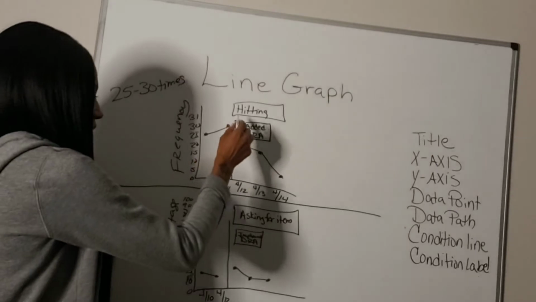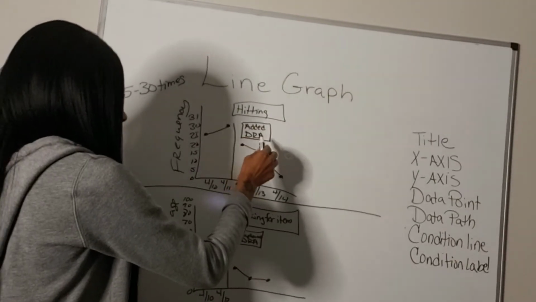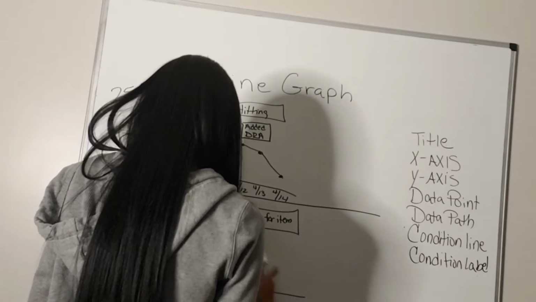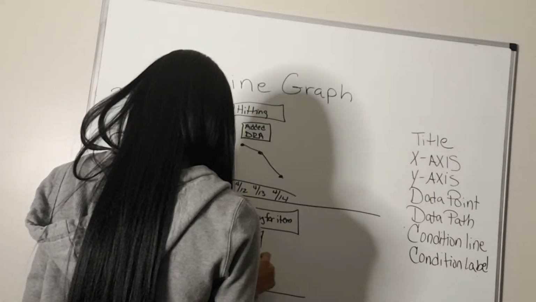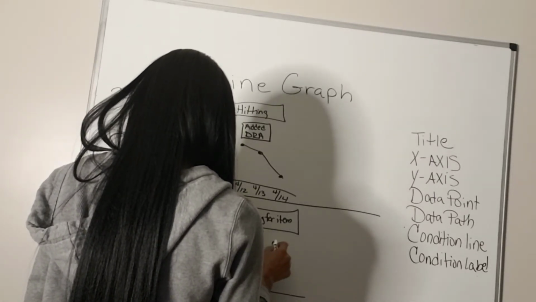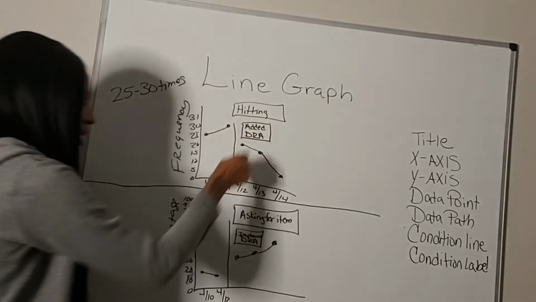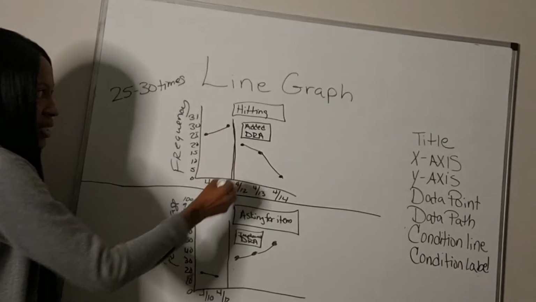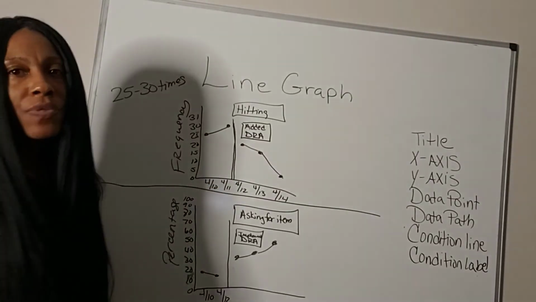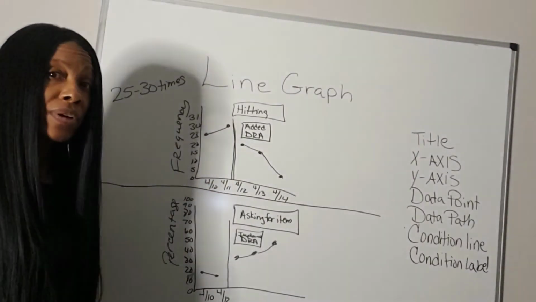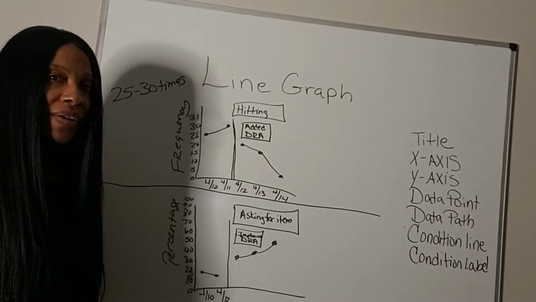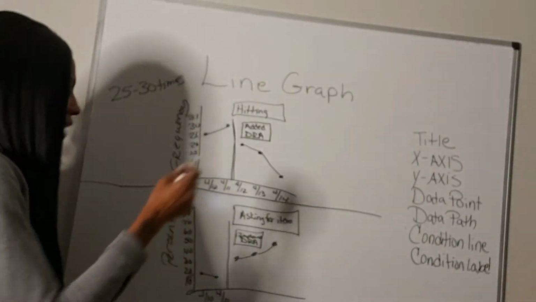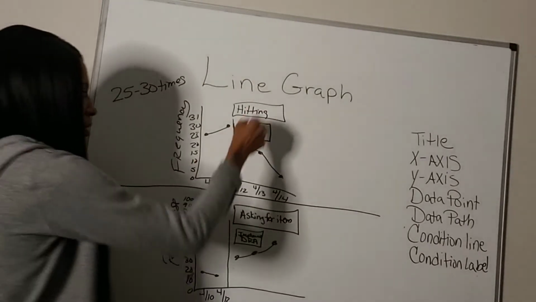Then we added a DRA, right? Oops, I did this backwards. Okay. We added a DRA, and right here is where the DRA starts. What is a DRA? Differential reinforcement of an alternative behavior. Remember? Okay, if you don't, you want to go watch the behavior reduction slides. But we've added this DRA here, and we're still looking at hitting.